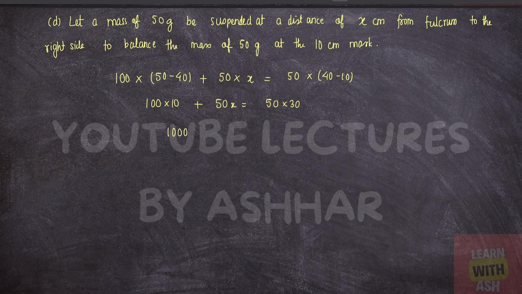So 1000 plus 50x is equals to 1500. So 50x will be 1500 minus 1000 is 500 only. So x will be 500 by 50, which is nothing but 10. So I can say that over here, therefore, it will be at 50 centimeter.